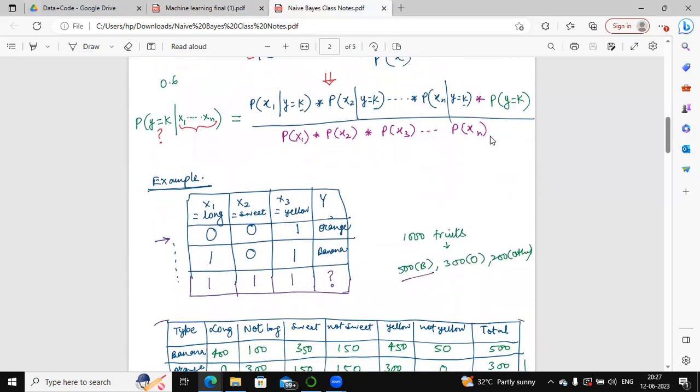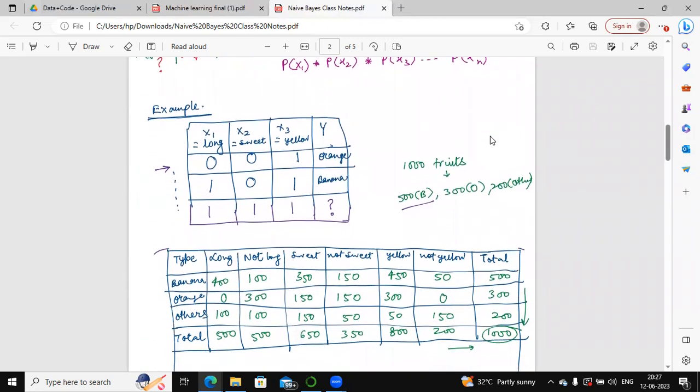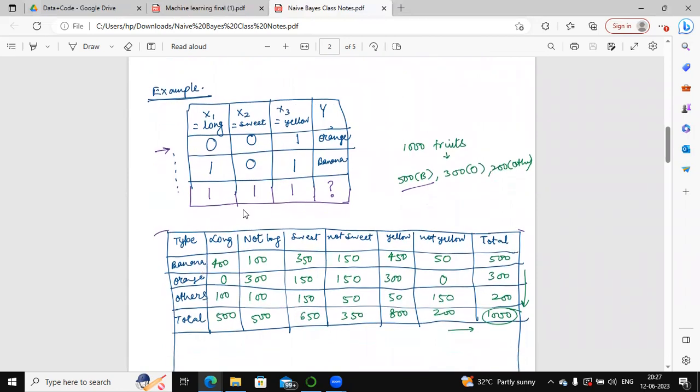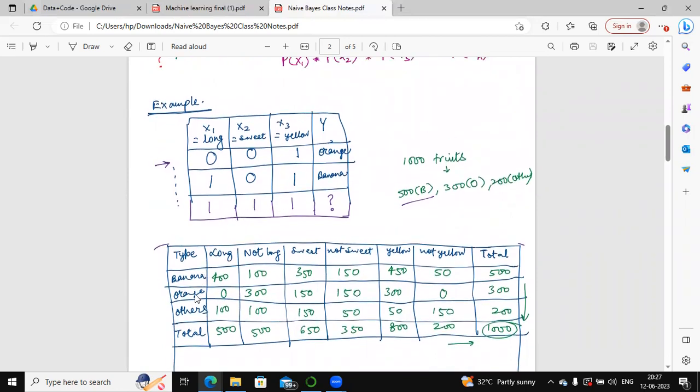So now let's take an example. Just forget about this one. What's happening here is that we have fruits: banana, orange, and other fruits. In total we have 1,000 fruits in our data set. Let's consider 500 of them are banana, 300 of them are oranges, and 200 of them are other fruits.